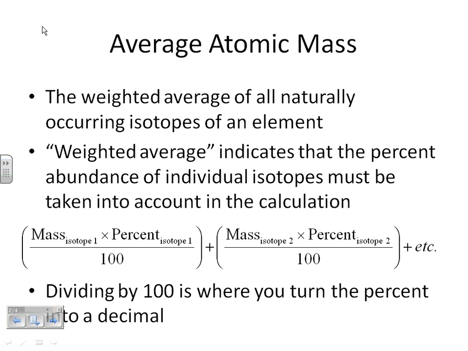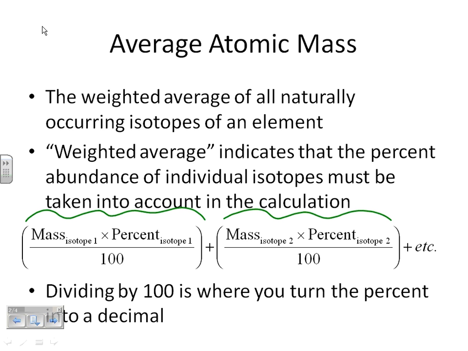That means that you take the percent abundance into account. In terms of calculating average atomic mass, hopefully this looks familiar to you. You take the mass of an isotope and you multiply it by the percent that that isotope exists in nature, and then you divide by 100. You do the same thing for any other isotopes that occur: mass of that particular isotope times the percent that that particular isotope occurs, divided by 100.